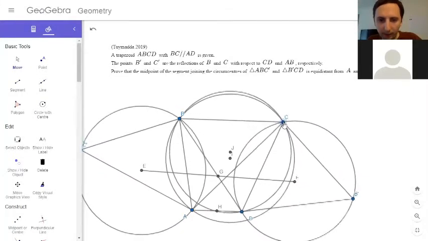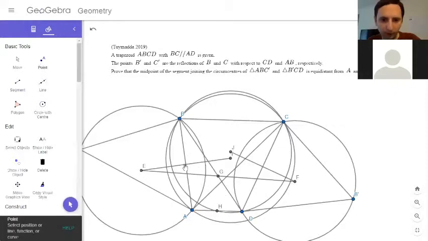So I and J are the circumcenters of BCD and BAD. They both lie on the perpendicular bisector of BC. And then we're reflecting them over AB and CD. And then we want to show that, whoops, EJ or EI is perpendicular, and they pass through the midpoints.